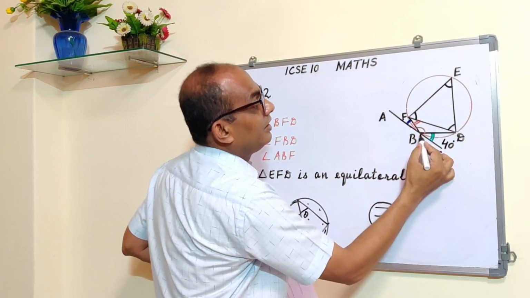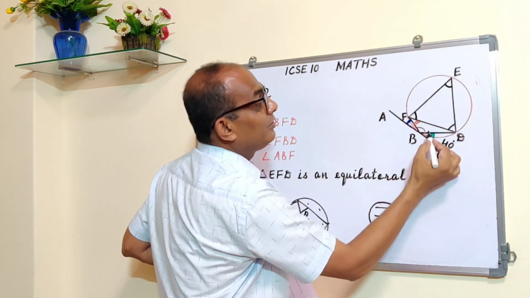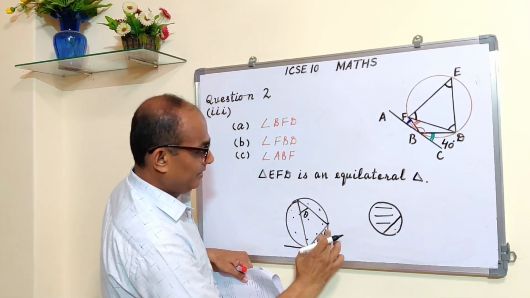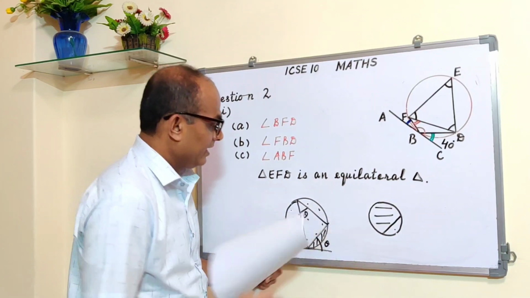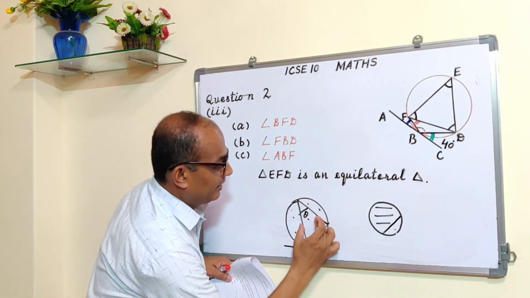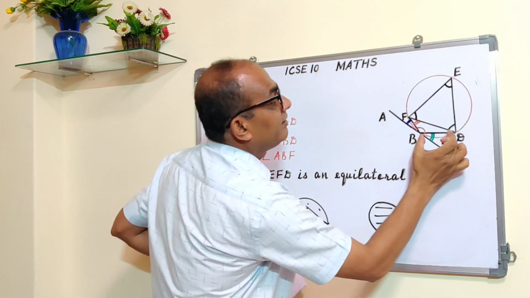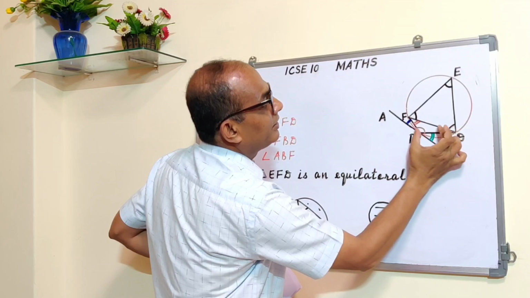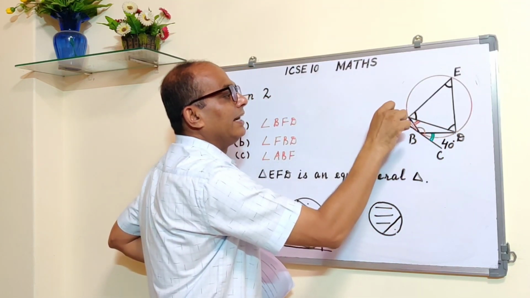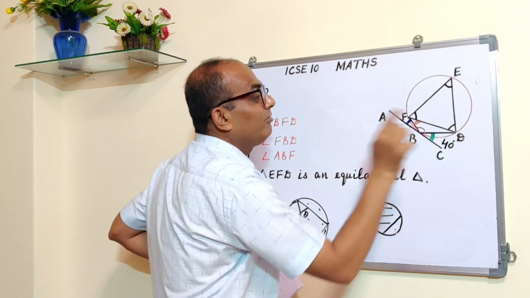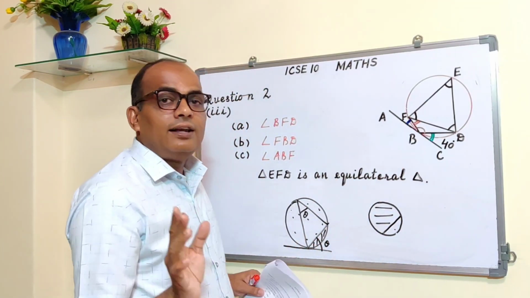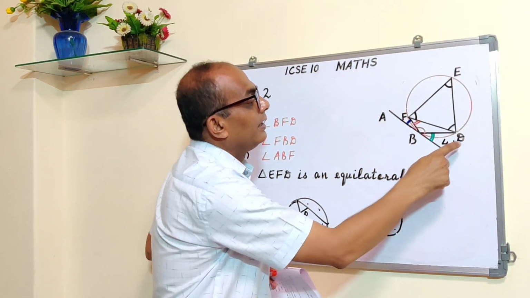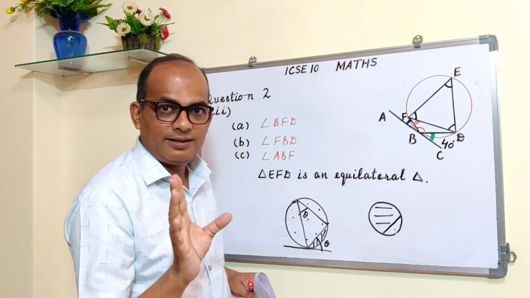In this case, the chord BD is not making this angle. The chord BD is making this angle. Look at it. The chord BD is making this angle at F. That means BFD is the angle in the alternate segment. So this angle will be equal to 40 degrees, angle CBD, by the alternate segment theorem.